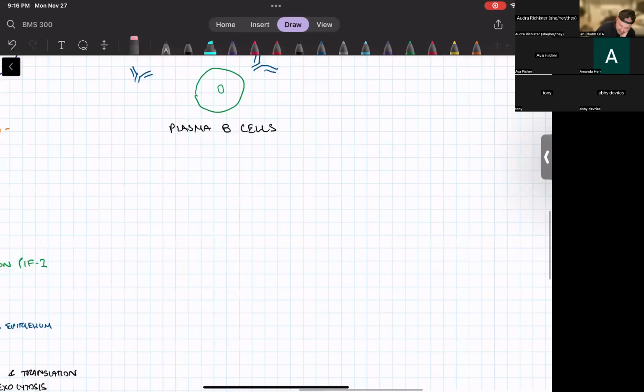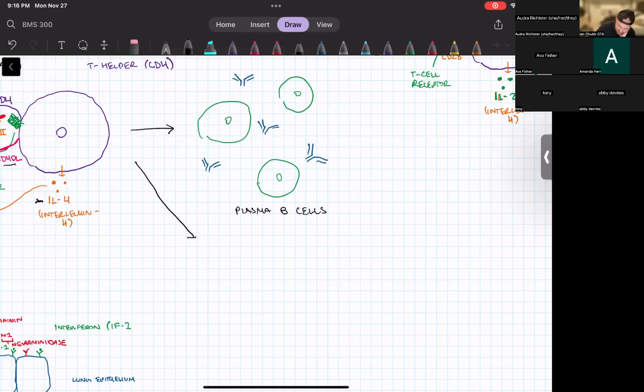The other option we can actually get is what we call our memory B cells, which will be cells that have antibodies on the surface.